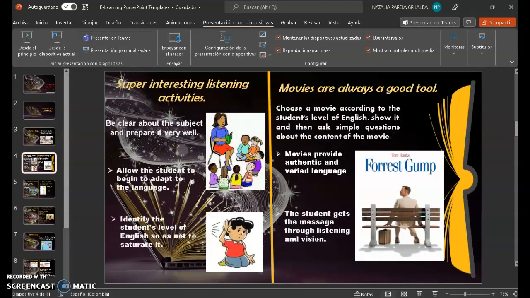Okay, on the left side we can find a design of activity which is based on reading stories to students to sharpen their ears to the English language. Okay, on the right side we find another tip which is to watch movies in English with vocabulary not very strange to be able to understand them.